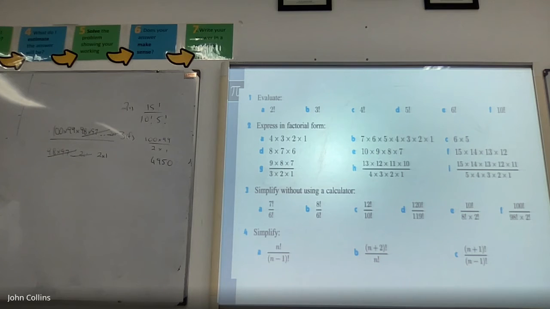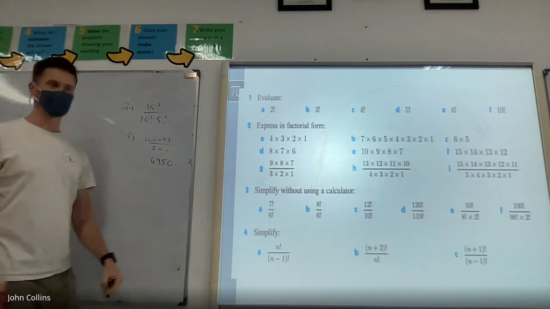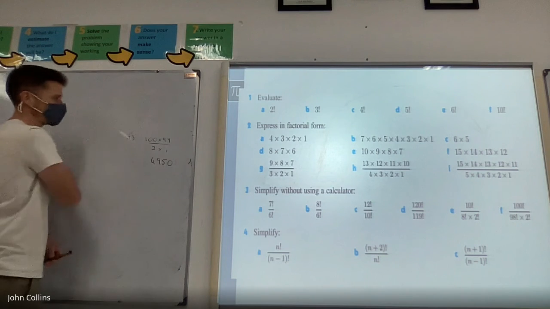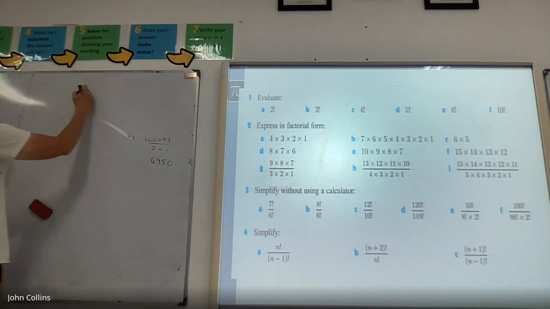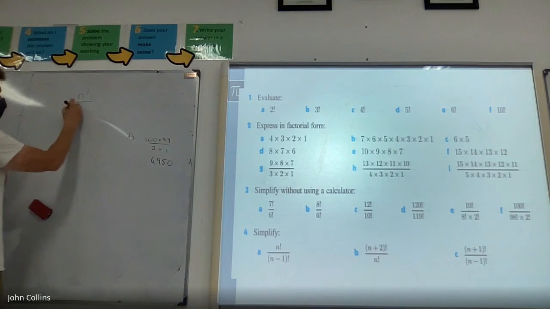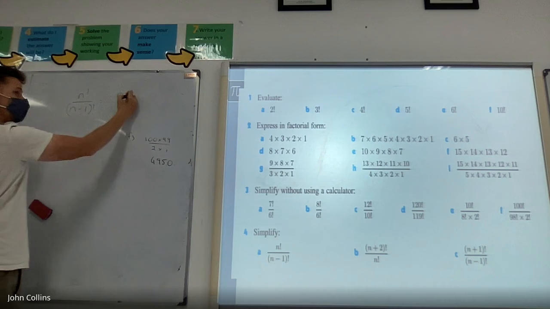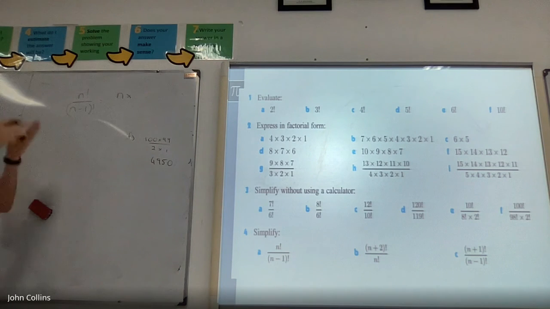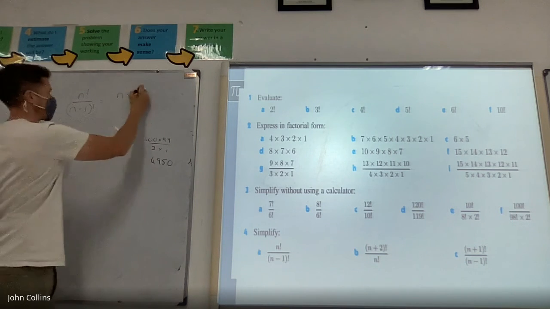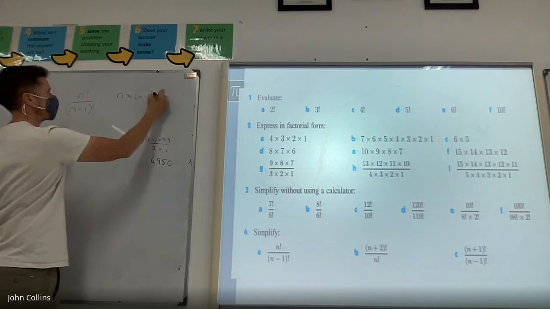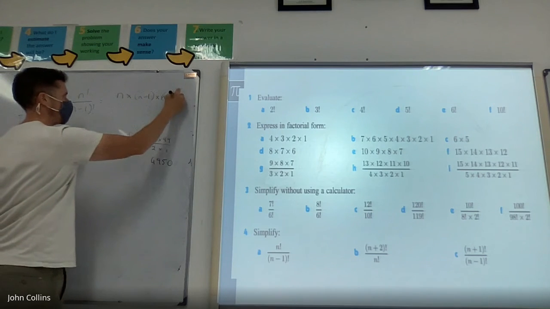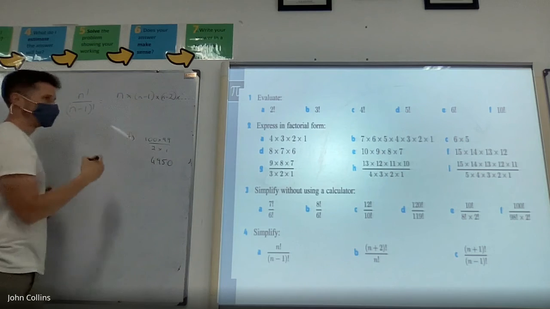Just n? Could be. Anyone else have a theory on this one? Actually, yeah, you're right, just n. I think it's fine. Just n sounds good. n factorial divided by n take away 1 factorial. n factorial is n multiplied by the next one down, n minus 1, multiplied by n minus 2, all the way down to 1.